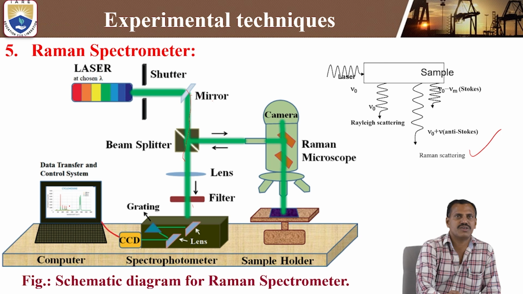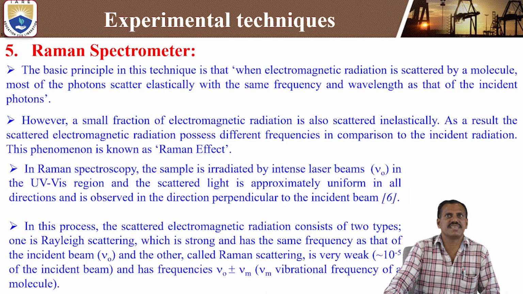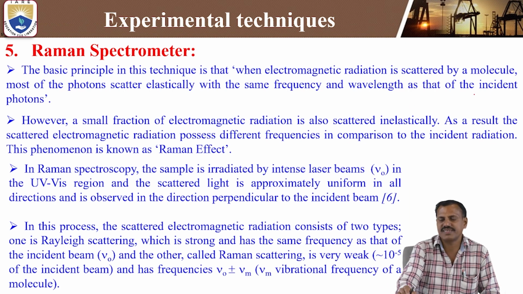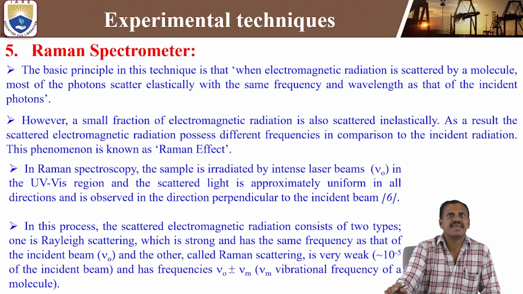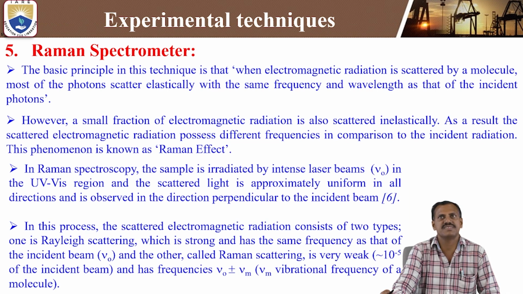Finally, we can detect using the computer, and we get this kind of data, which is the Raman spectral data. The basic principle in this technique is that when electromagnetic radiation is scattered by a molecule, most of the photons scatter elastically with the same frequency and wavelength as the incident photon. However, a small fraction of the radiation is scattered inelastically. As a result, the scattered radiation has different frequencies compared to the incident radiation. This phenomenon is known as the Raman effect.